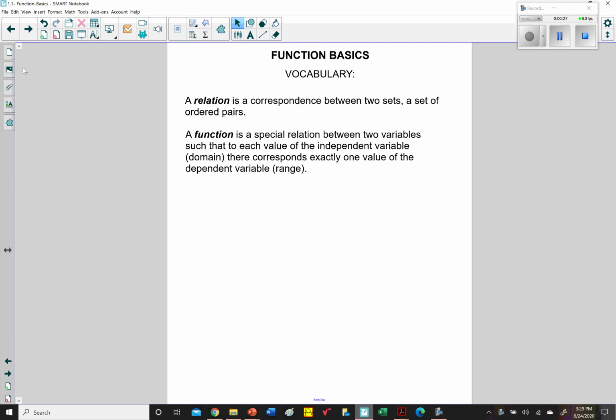So a relation is a set of ordered pairs. So any x and y, but a function is a special relation between two variables so that each value of the independent variable that we call the domain, there corresponds exactly one value of the dependent variable, and that's known as the range. So a set of ordered pairs is a relation, and each x has to have a unique y in order to be a function.